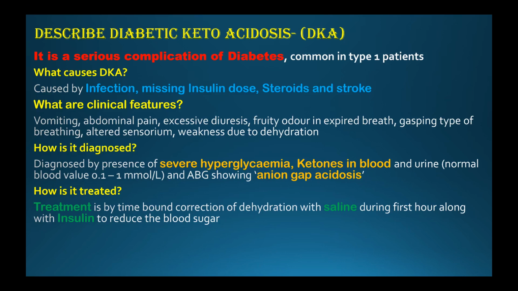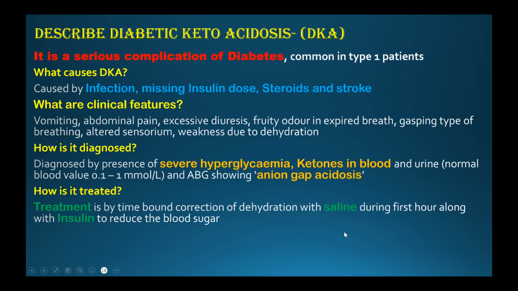In the first hour also you can add insulin, calculating it by the blood sugar divided by 150 will be the number of units that you give. Or some people say you can start with 0.1 unit per kg body weight as an IV infusion slowly. Whichever way you want to do, you can do and control. From the second hour onward, you start measuring the electrolytes, potassium as well as blood sugar, and adjust your insulin dosage.